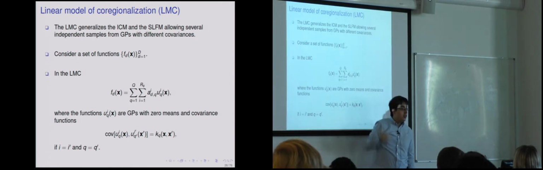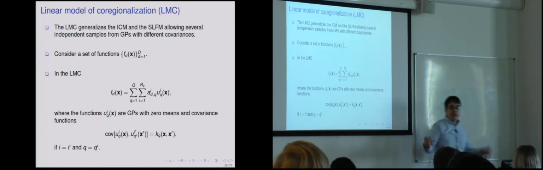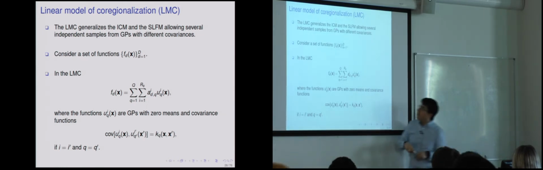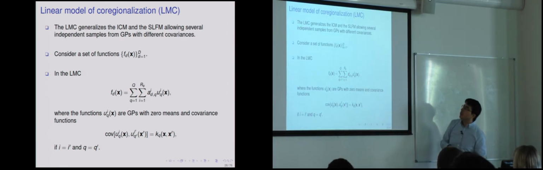Say again, sorry? The semi-parametric latent factor model. Very good. Yeah, so I'm just combining the two of them, and I'm just calling this the linear model of coregionalization to build a covariance function.